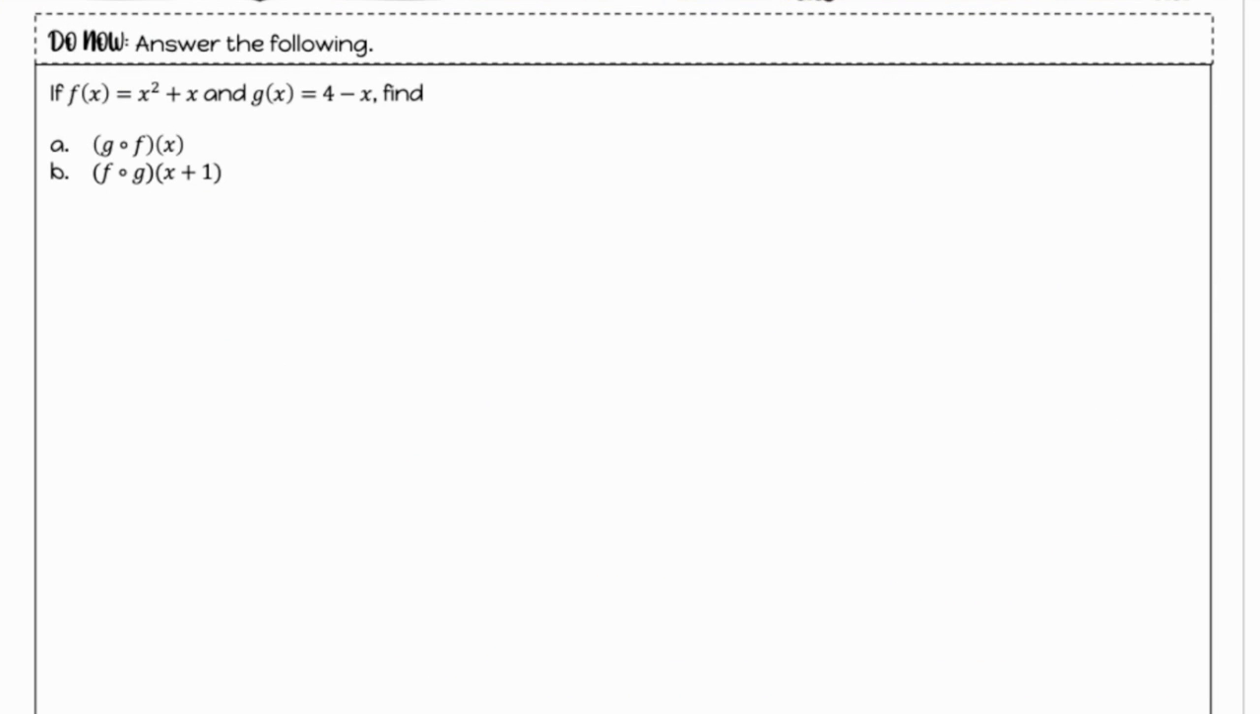Let's take a look at today's do now. Today's do now, we are answering the following. What they gave us are two functions, the f function and our g function, and we are asked to find a composition. So I'm going to make you guys pause the video, try part A and B, and let's see if we have the same answer at the end.